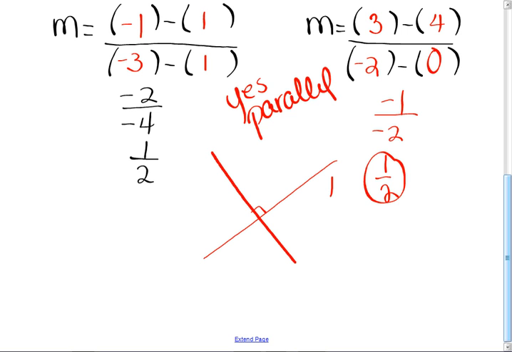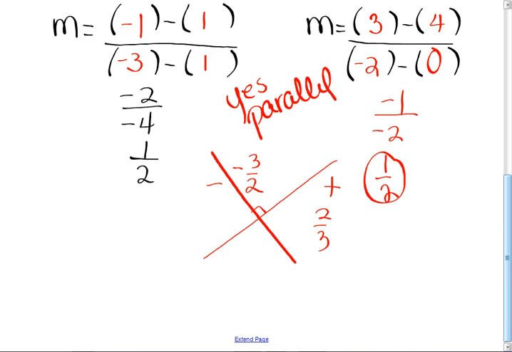Same? Well, this is positive. This is what? Negative. And they're not the same, but they're reciprocals. They're opposite reciprocals. So if this is 2/3, that'll be -2/3. Negative, you have to do reciprocals. It's -3/2. Remember, a reciprocal turns the fraction upside down. When you multiply these two numbers, you should get a -1 if they're perpendicular.